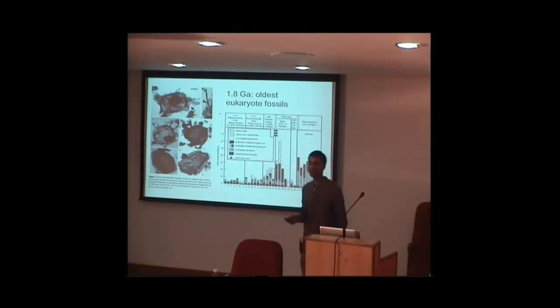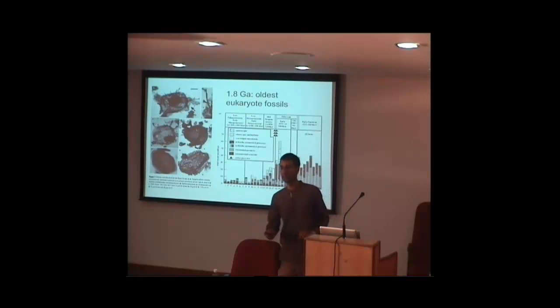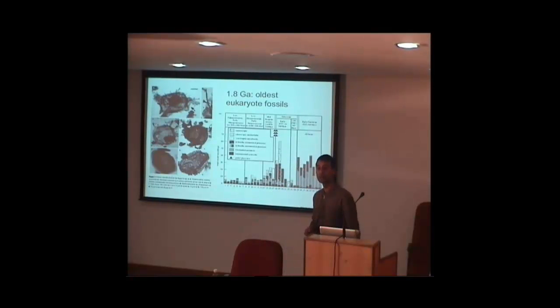So this is the first evidence of complex cells. Not simple prokaryotes, but complex eukaryotes. And how old are they? They are 1.8 billion years old.